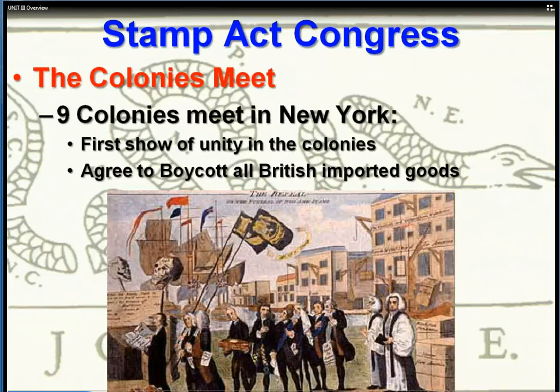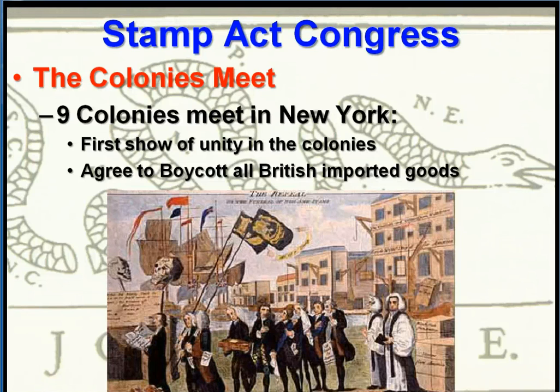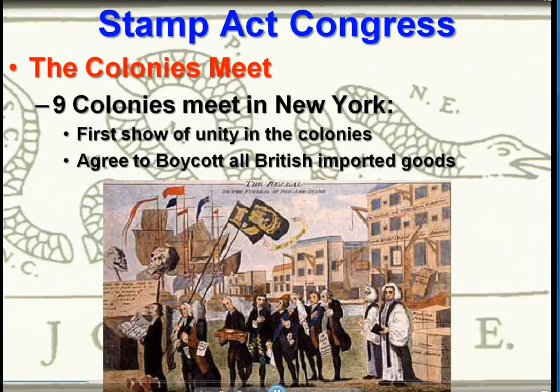And the colonies will meet, 9 of the 13 colonies, to show their unity for the first time, like I said, and they agree to boycott all British and imported goods. And this was a big deal. This was a first step in the right direction. And the Stamp Act Congress was going to be the beginning stages of American leaders unifying to fight a common foe.